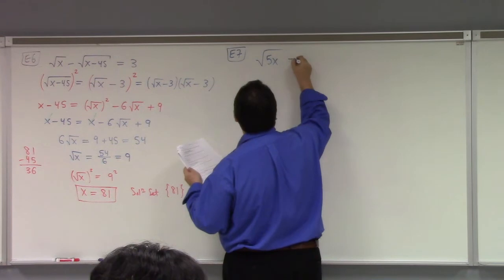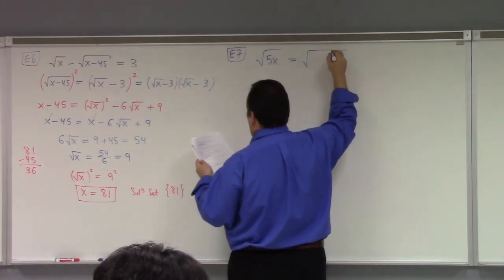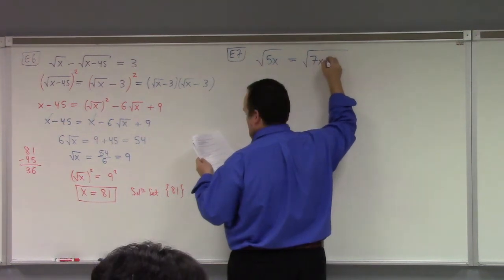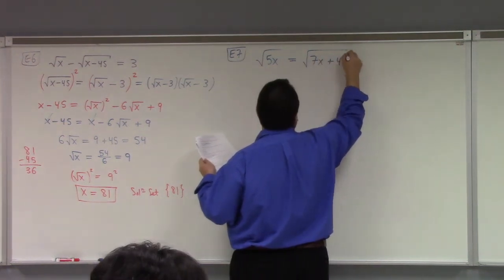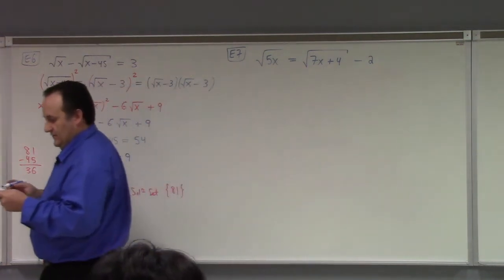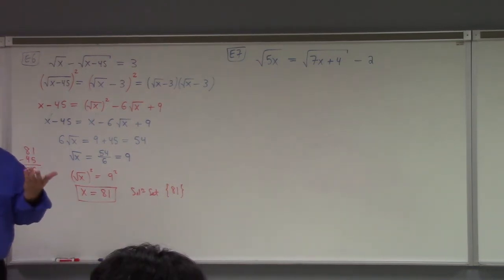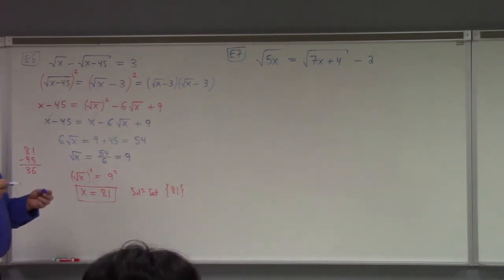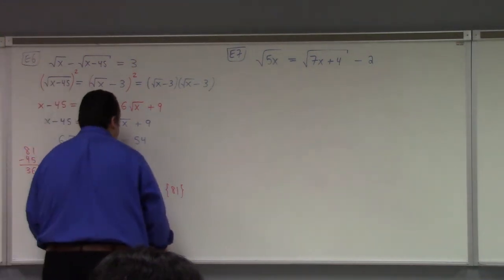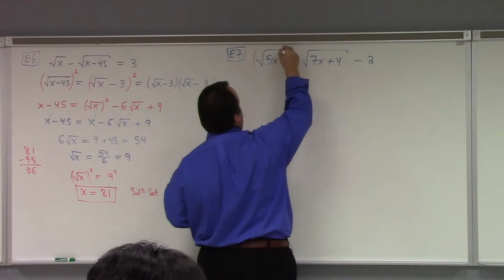All right, equals the square root of 7x plus 4 minus 2. So again, the question is, do you just want to square it as it's given to you? I mean, we could do that. Here, I'll just square it and see what happens. Take this equation, square it. What do you get?